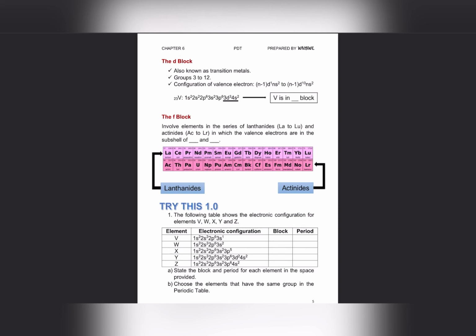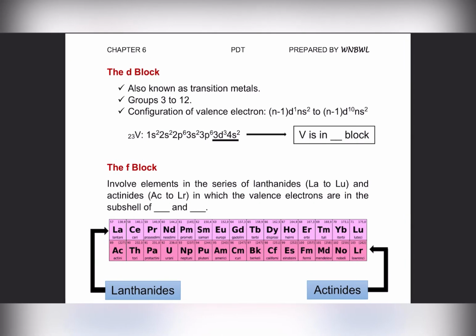So D block also known as transition metal, dan dia daripada elements group 3 to group 12. And apa yang awak perlu faham dekat sini, a bit tricky, iaitu VEC untuk transition metal adalah (n-1)d1 ns2 sehinggalah (n-1)d10 ns2. Okay, kebiasaannya d orbital dekat sini adalah merujuk kepada paling rendah nilai n itu adalah 3.